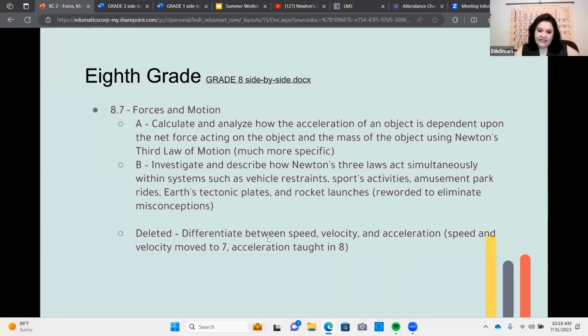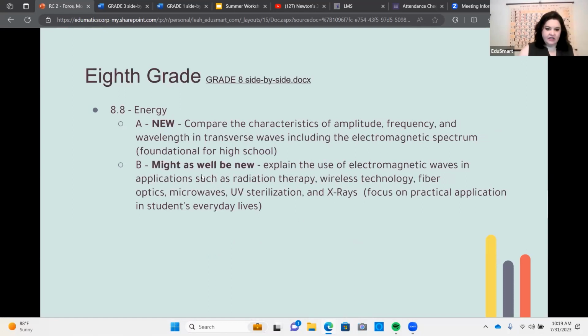They have deleted the differentiation between speed, velocity, and acceleration because they are separating those 3 concepts within grade levels. And then for energy, it's all new. And this is where the big change is for 8th grade.